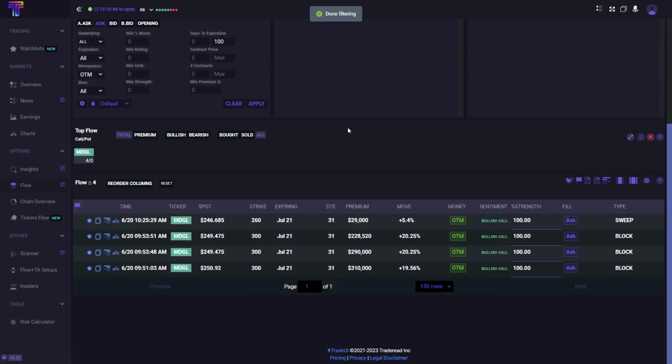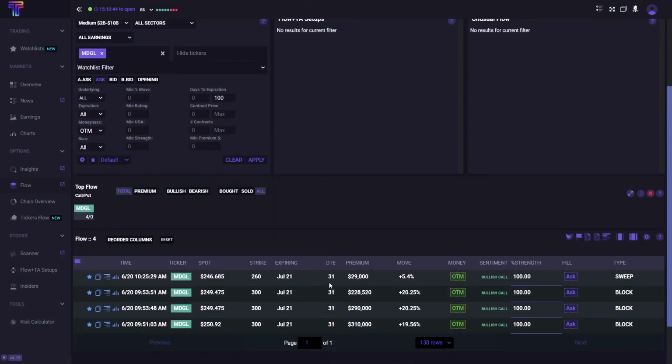So when I click on MDGL, I see a lot of 31 days till expiration contracts. And I see 260 strike, which is out the money. And I see a lot of 300 strikes, which are way out the money, roughly 20%. And these are substantially large orders. We have orders of almost $1 million totaling right here, saying that MDGL is going to go to 300 in 31 days. So let's look at the chart and see what's going on.